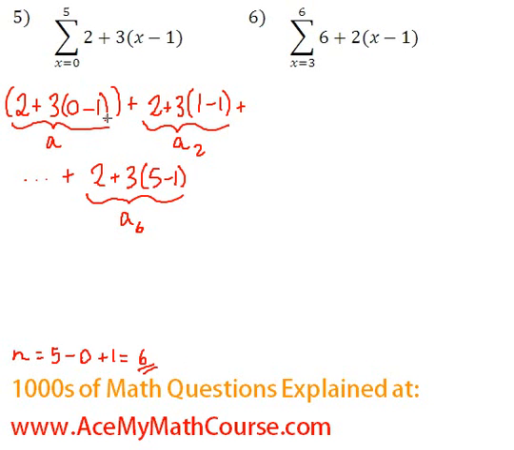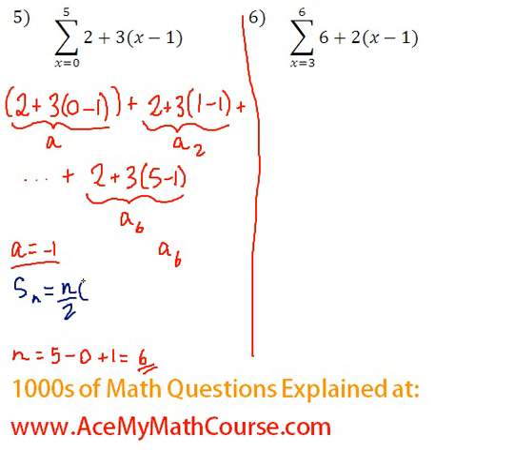Great. Now that we have a, let's work it out actually. A will be just equal to 2 plus 3 times negative 1, 3 times negative 1, negative 3, plus 2, negative 1. So a is just negative 1. What about a6? I just want a1 and a6, because then you can plug both into the Sn formula and figure out the sum. Nice and easy.